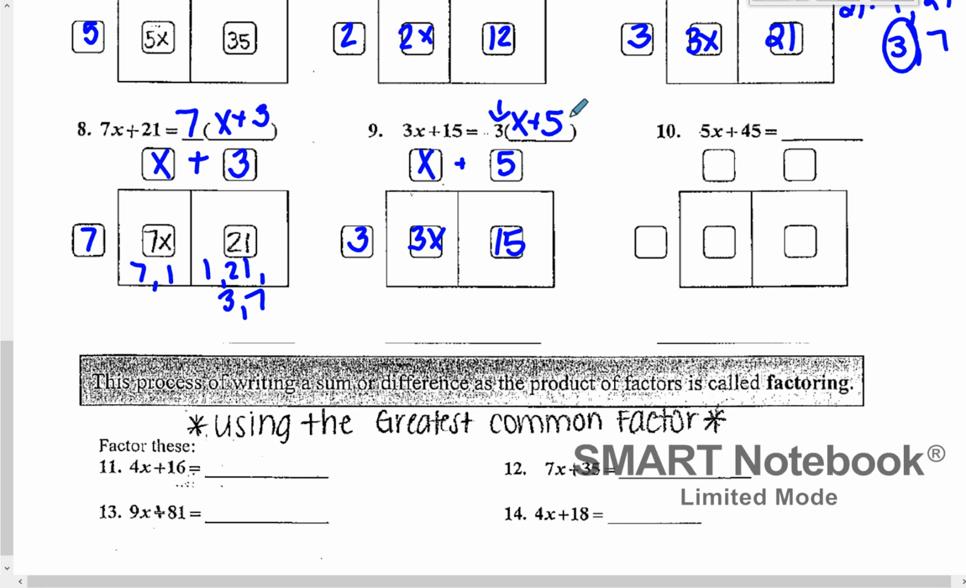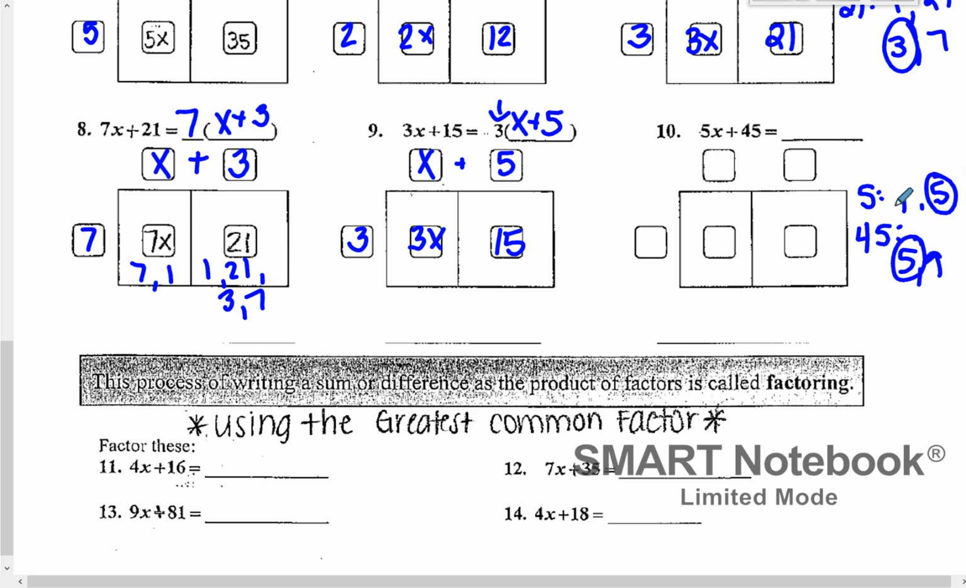This next one, we have 5x and 45. They don't tell us what to pull out, so we have to list those factors. Well, 1 and 5 are the only factors of 5. So we know that 45 has 1 as a factor, but does 45 also have a 5? Does 5 times something equal 45? Yeah, it's 5 and 9. And since those are only two options, 5 is our greatest common factor.